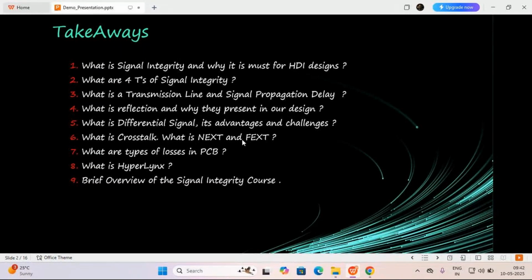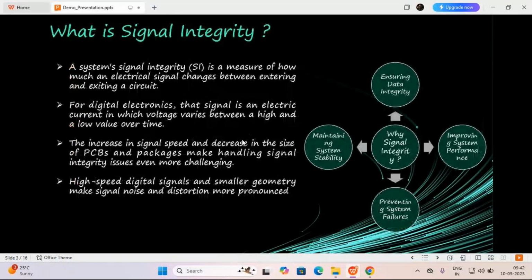Okay. So the first topic is what is signal integrity. If you break the terminology, signal and integrity, signal is nothing but electrical energy, an electrical form, you can say voltage or current, which carries data from one point of a circuit to another point of a circuit.